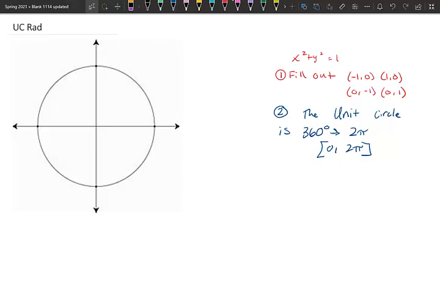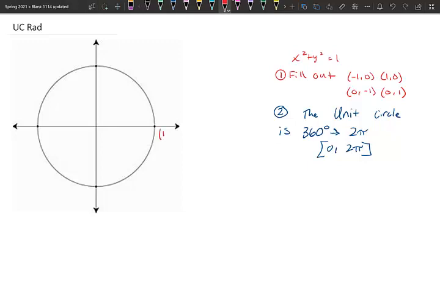Alright, so we're filling out the unit circle in radians. No matter what you're filling out, whether it be radians, degrees, or anything, you always want to fill out -1, 0, 1, 0, 0, -1, 0, 1. Why can we do that? Because the unit circle is x squared plus y squared equals 1, so put those points right away.